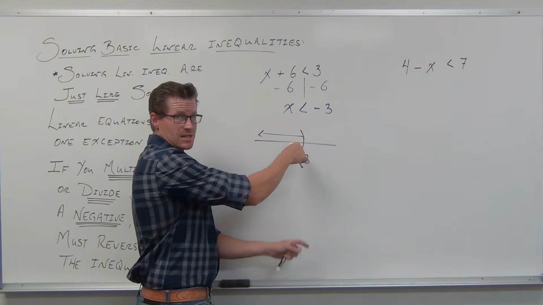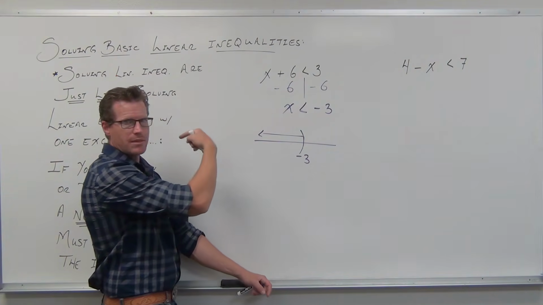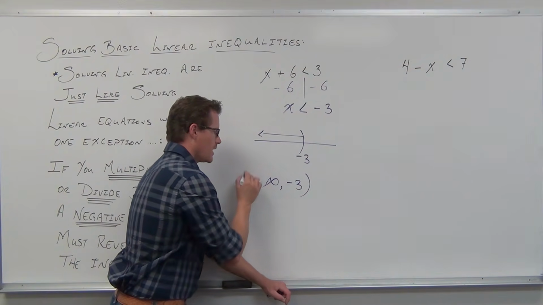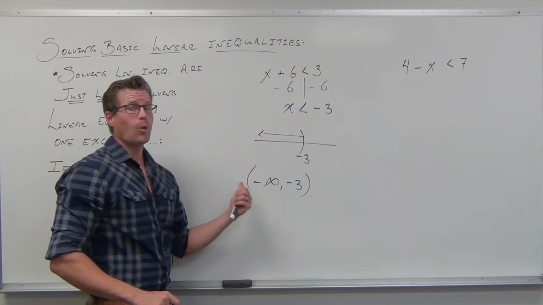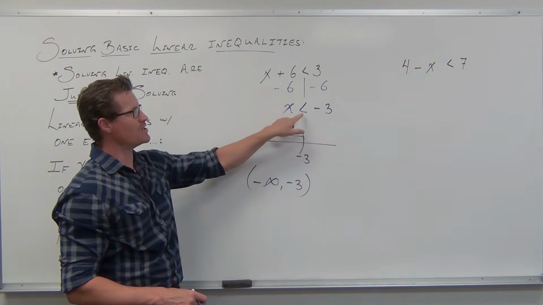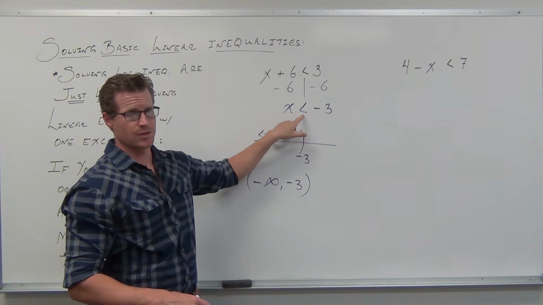Your interval ends at negative 3. That means it starts way that way. It starts at like negative infinity. It ends at negative 3, and we use our parentheses. Parentheses always for infinities, and then parentheses for negative 3 because it's not included in the solution set.